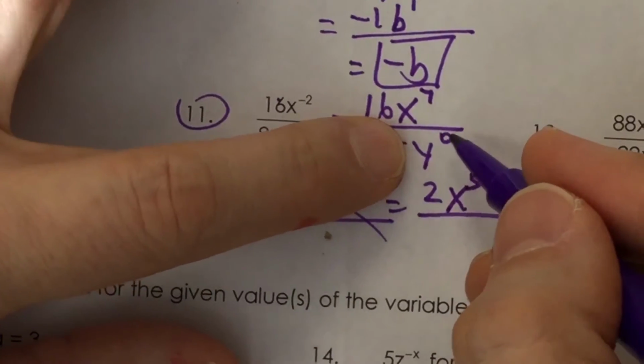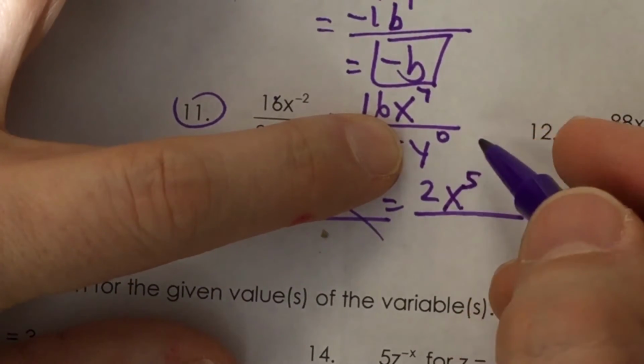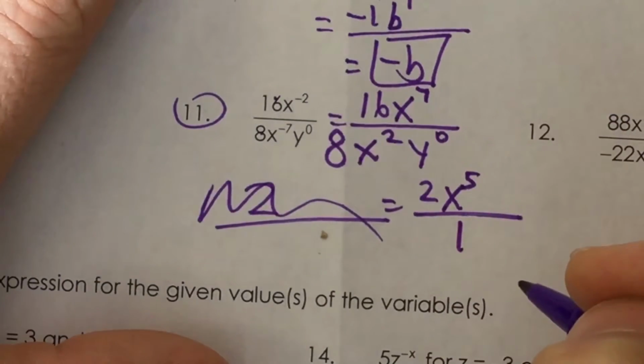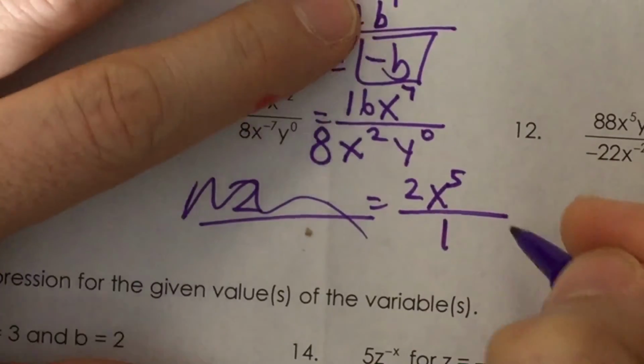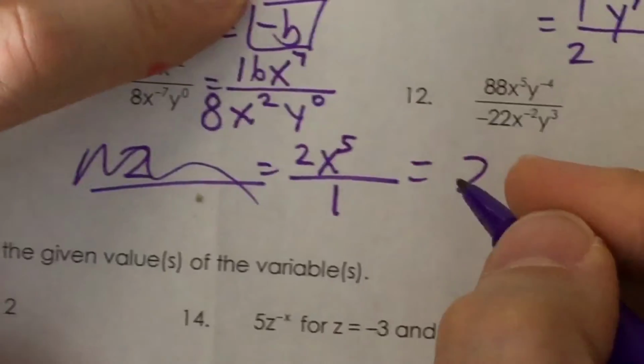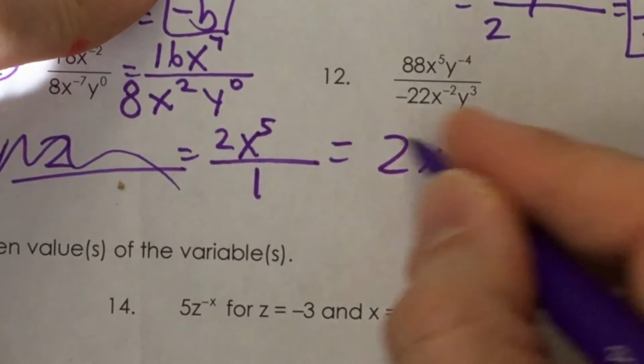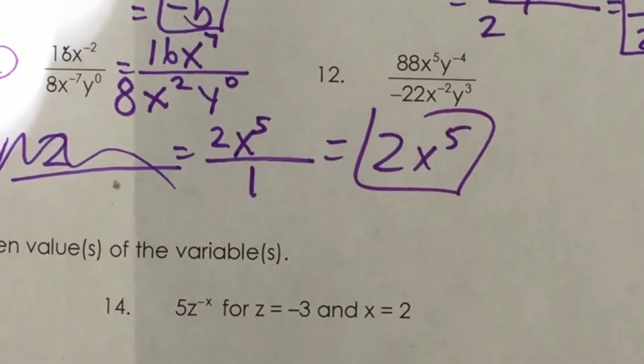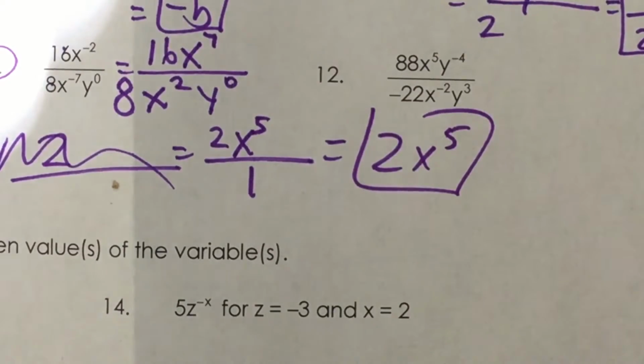And y to the 0 is 1, because anything to the 0 power is 1. So all I have down here is 1. My simplified answer is 2x to the 5th. There you go. Let's check out number 13.